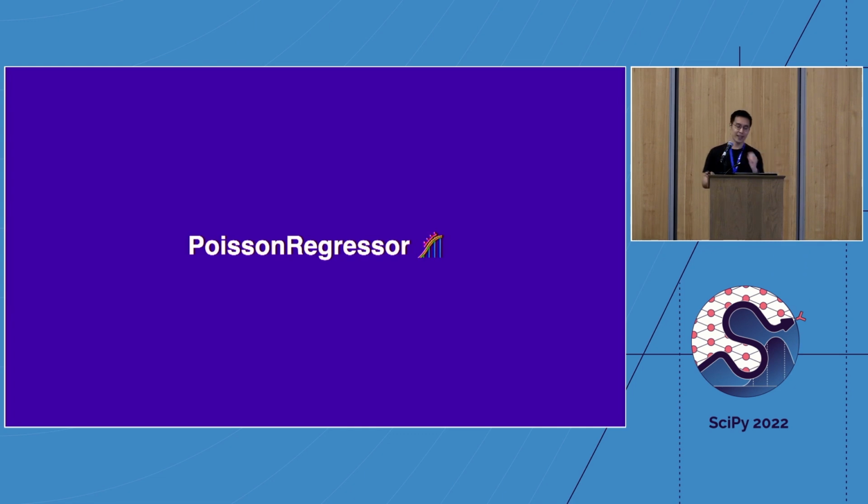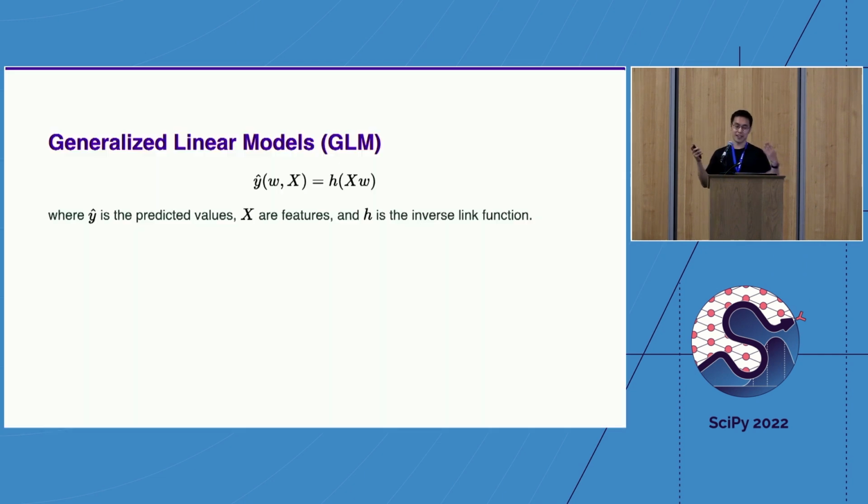It's a linear model. It's a part of a family of models, which are called the generalized linear models, or GLMs for short. Generalized linear models have a linear piece, and in this slide it's the x times w, which is the data times the weights. And it has the target, which is the y hat, and then it has a function that links them together. And this h is called the inverse link function.